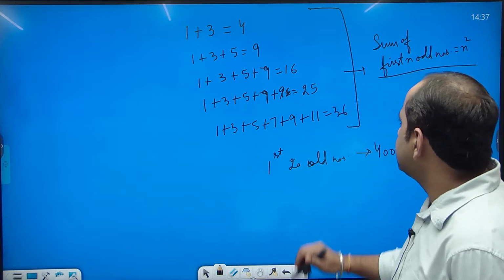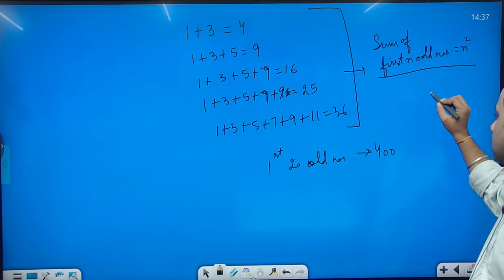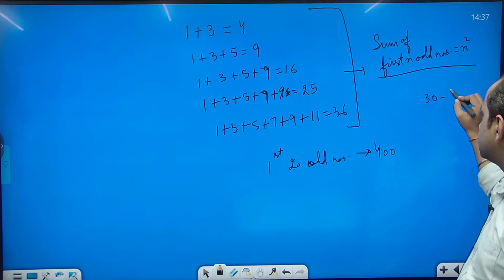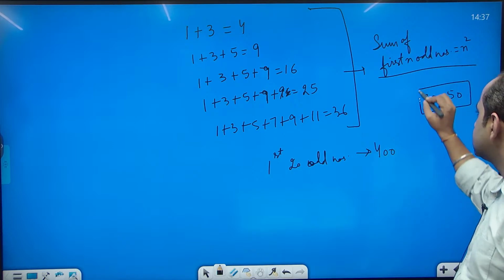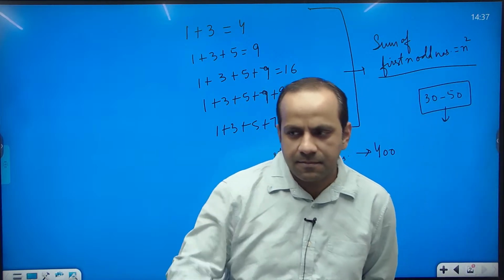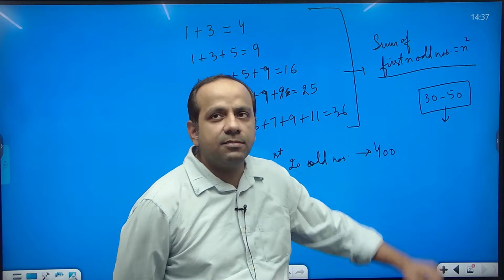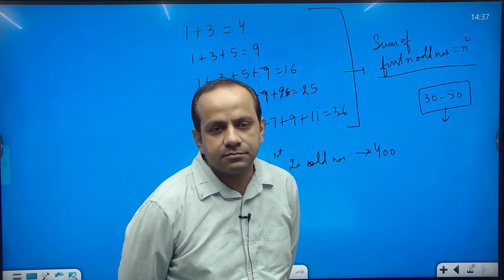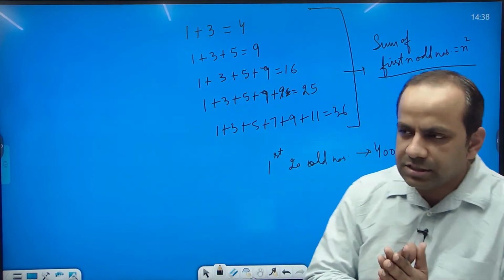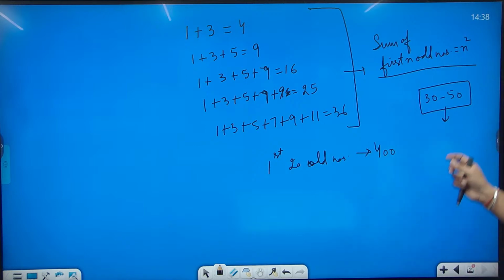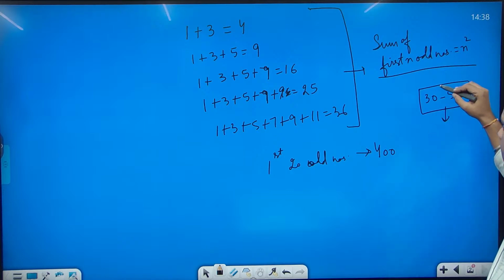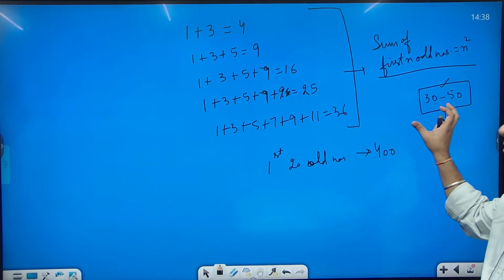The problem is, if I say what will be the sum of all odd numbers from 30 to 50, can you tell me that? Sum of all odd numbers from 30 to 50. You can do one thing. I'm saying the sum of all odd numbers lying between 30 and 50. I'm not saying the first 50 odd numbers and first 30 odd numbers.